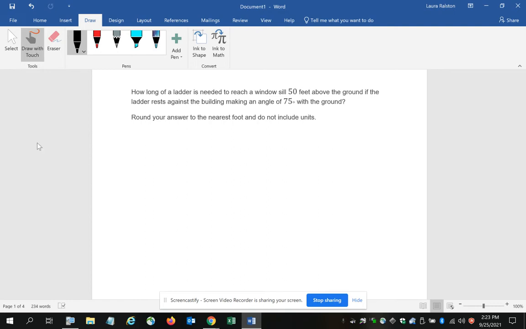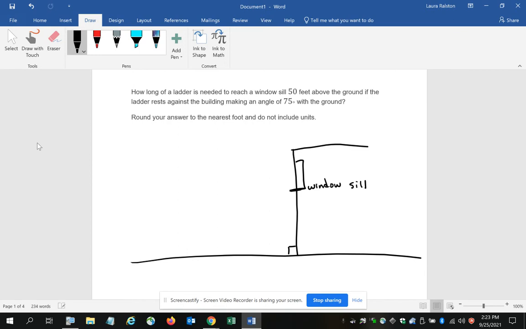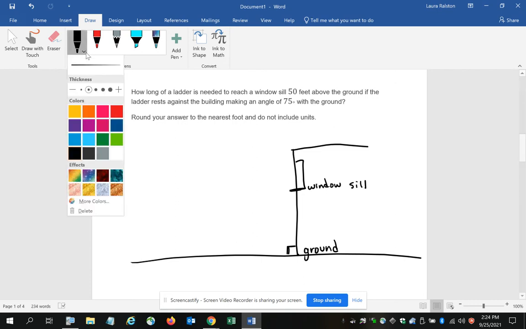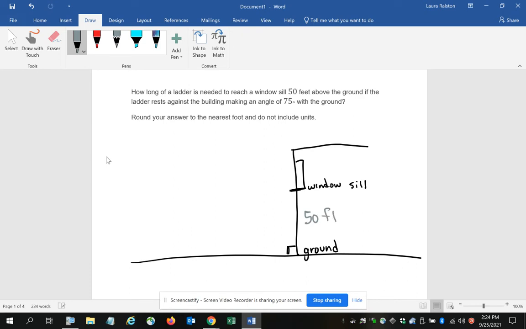So again, if we think about this, they're thinking about perhaps like a house. And on this house, you have a window, and that windowsill, it says, is 50 feet from the ground. Okay, we can assume that the side of the house creates a right angle with the ground, and that windowsill is 50 feet off of the ground.